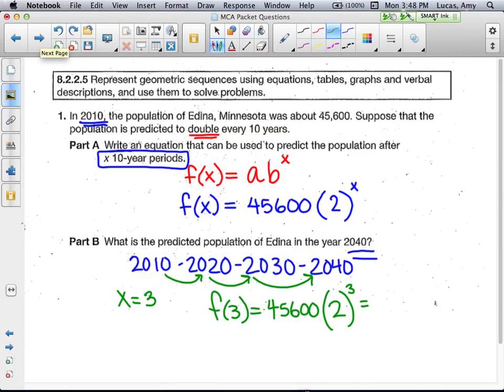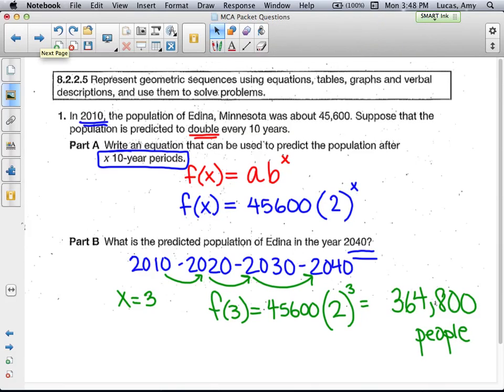So I'm going to use my calculator here. 45,600 times 2 to the power of 3 would give us a population of 364,800 people. I'm pretty sure they can't fit that many people in Edina. So I don't think that's going to end up being accurate for the year 2040. Just my thought. So again, be careful because they're talking about 10-year periods. Your instinct would probably be to say that there's 30 years between 2010 and 2040, but 30 years is only 3 10-year periods. So for my exponent, I need to use 3.